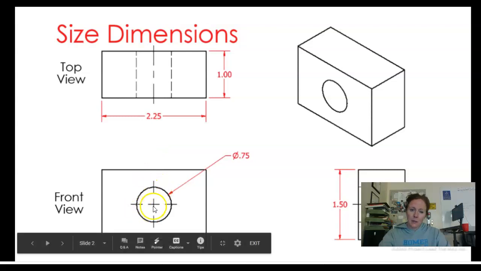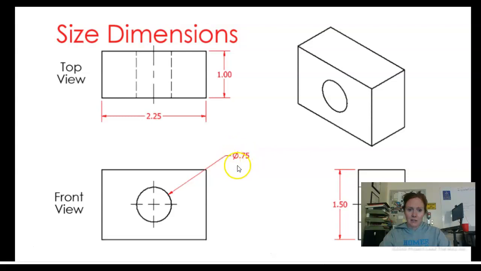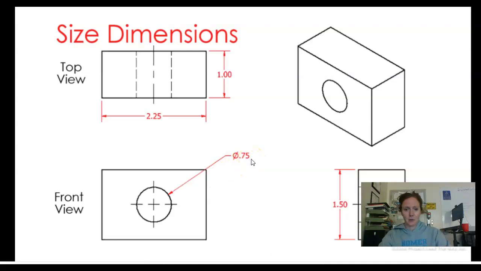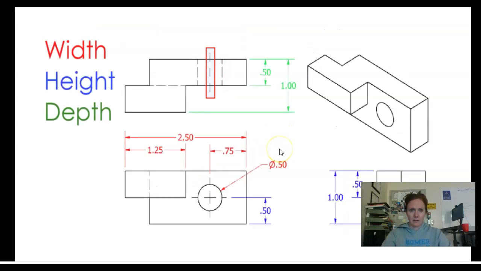Here you'll see something that we're probably not going to see much in this class, but if you do end up having a circular component to your sketch, the diameter of the circle is indicated with this little circle with a line through it. So this shows that the diameter of this circle is 0.75. Okay, so let's move on to the rules and how we go ahead and dimension.